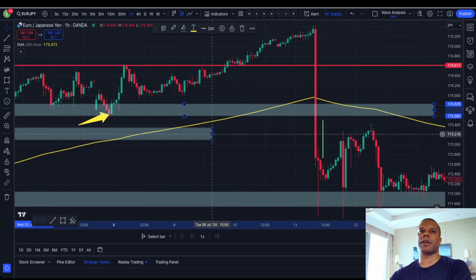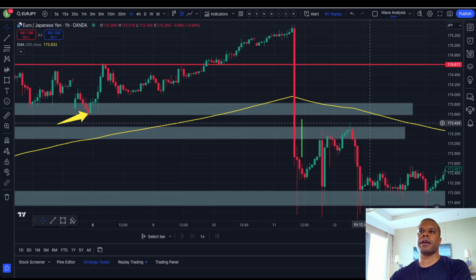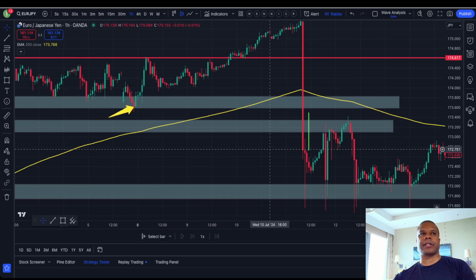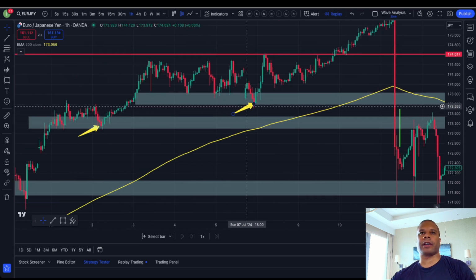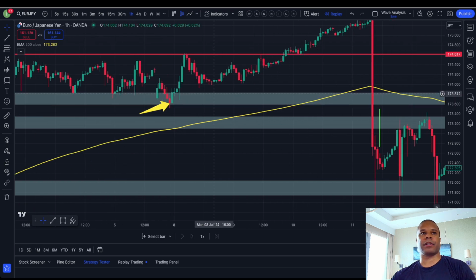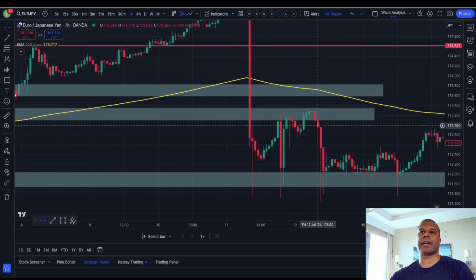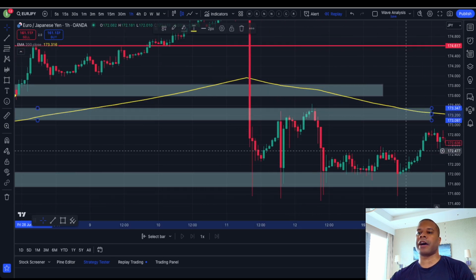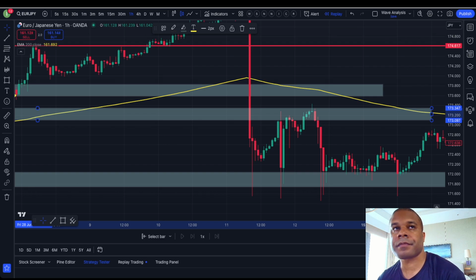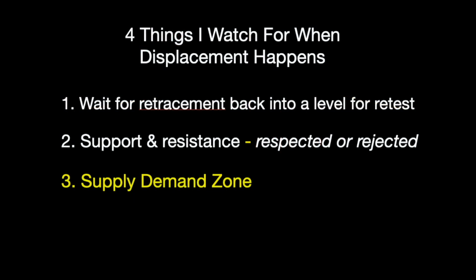And then the market goes up, and guess what? Market displaced, so I'm looking for the market to retest one of these zones, and that's exactly what it did. It didn't retest here, but it retested this zone, right? And it rejected. So that's another confirmation to me that this displacement is happening and that the market is about to shift.